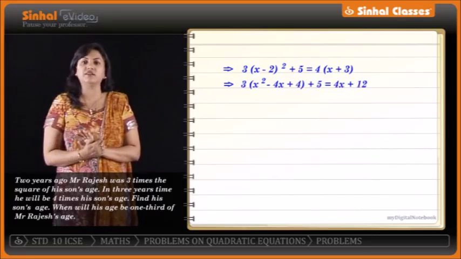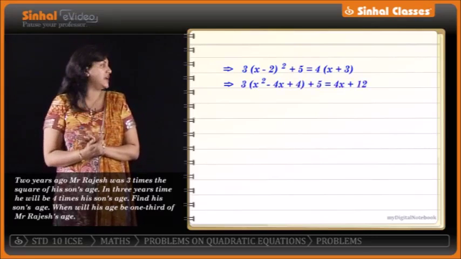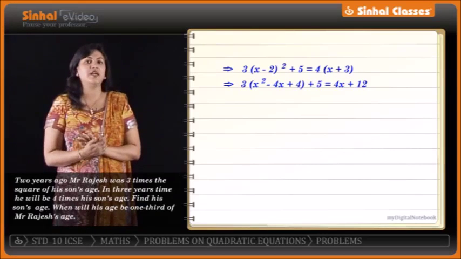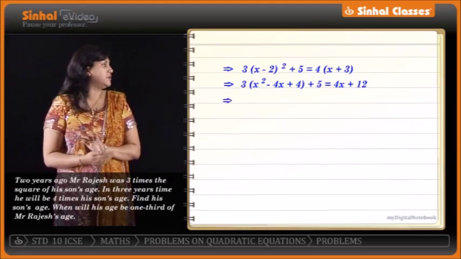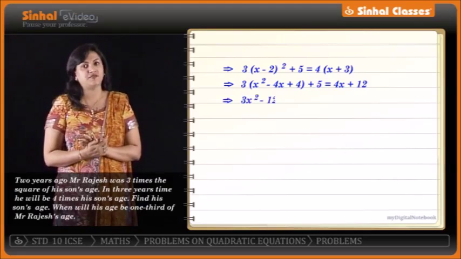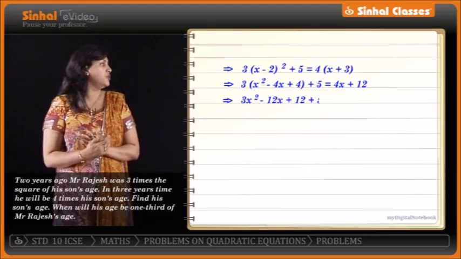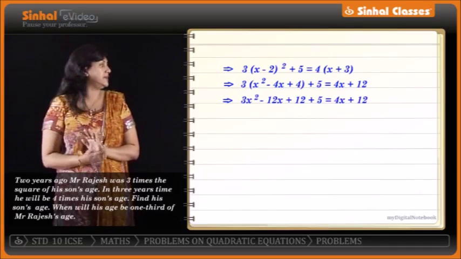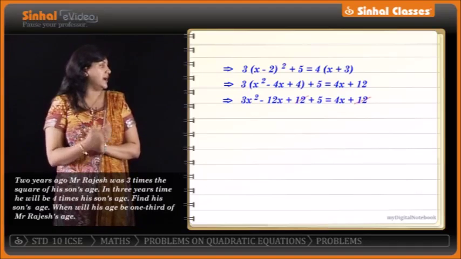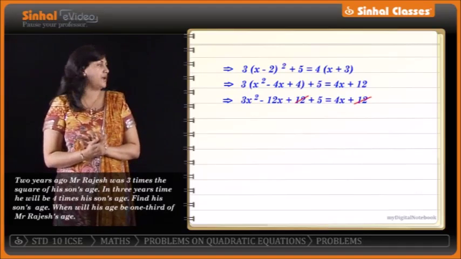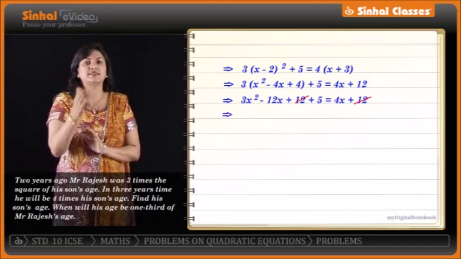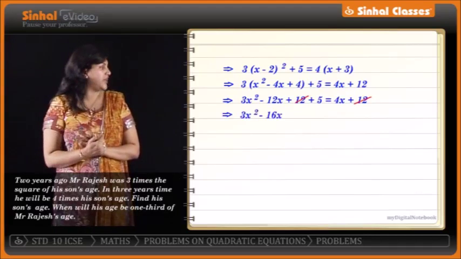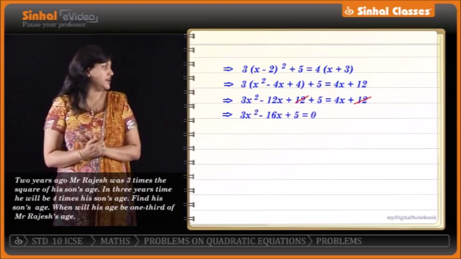Now, multiply all the terms by 3. We have 3x square minus 12x plus 12 plus 5 is equal to 4x plus 12. Now, we have 12 on both the sides, cancel. We are left with 3x square minus 16x plus 5 is equal to 0.